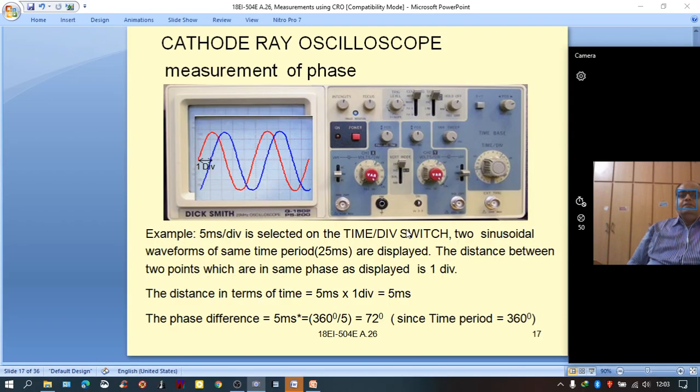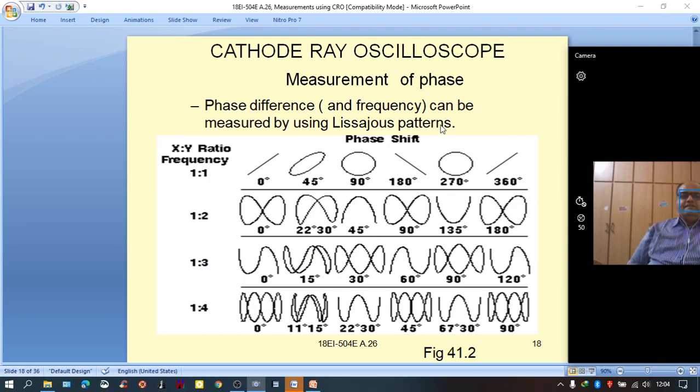Now, this is one method of phase measurement. And in another method, by using this slider switch in XY mode and by using this push button switch pressed in, we can get Lissajous patterns like this. And using these Lissajous patterns, we can find out the phase difference between the two signals even when the frequencies are not the same.